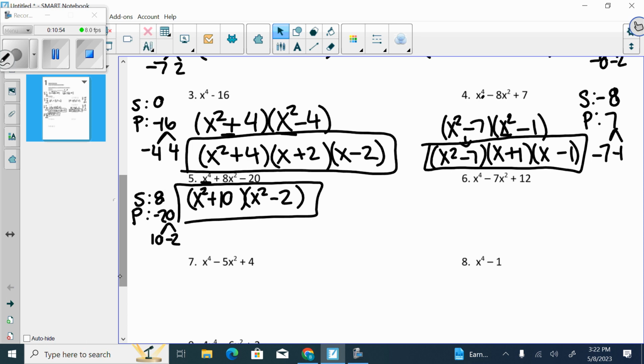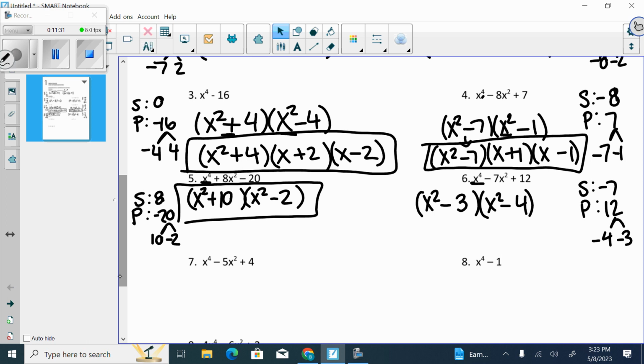All right. Number 6, any GCF? No. Okay, so no GCF. What's S? Good. And P? 12. Very good. So what numbers are we thinking? 4 and 3? What do we think about their signs? Both negatives. Good. All right. So I'm going to make my 2 sets of parentheses. Since it's x to the 4th, I need x squared for both. So I'll have x squared minus 3 and x squared minus 4.